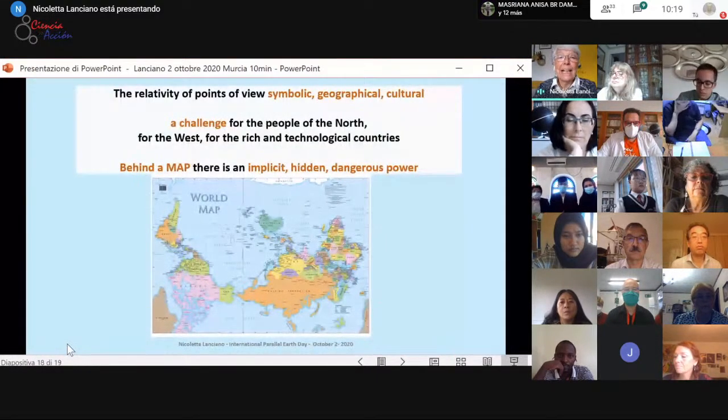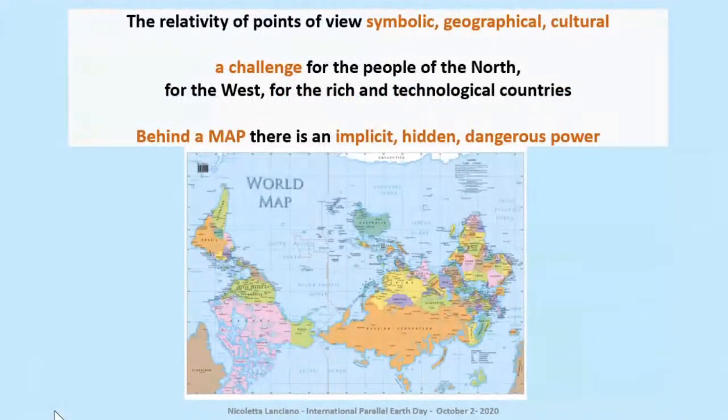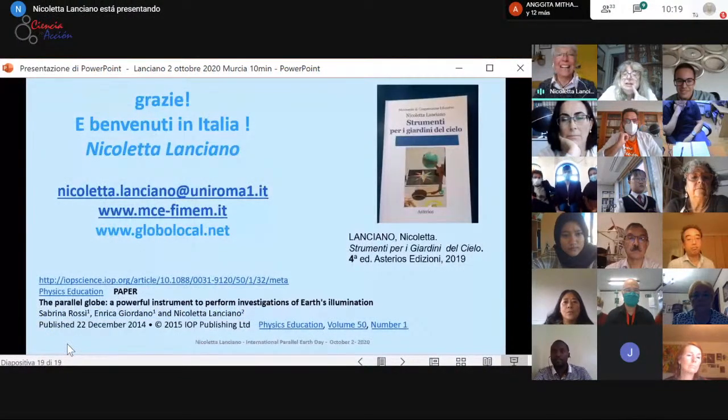And for the maps, the relativity of points of view is symbolic, geographical, cultural, and it's a challenge for the people of the North, for the West, for the rich and technological countries. And we have to know that behind the map, there is an implicit, hidden, sometimes dangerous power. So we like very much this. Yes, okay. Thank you very much.